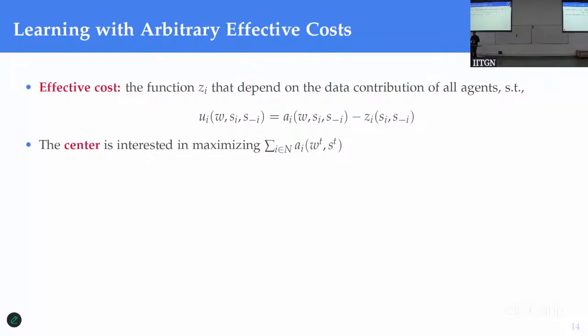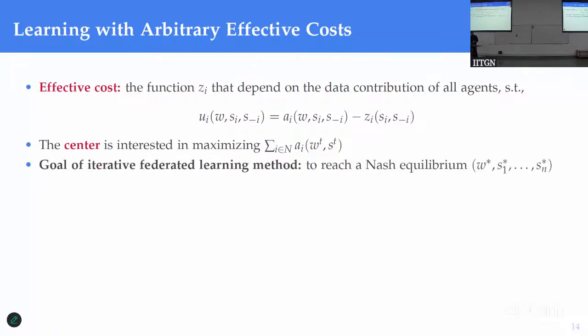Meanwhile, the center, who is trying to learn this federated learning model, is not interested in your effective cost. He is actually interested in how accurately you are learning. So the sum of the accuracies draws a connection with the classical mechanism design model, where A_i is like the valuation that you get. So the sum of the valuations getting maximized is the goal of the center. The center is not looking at your effective costs.